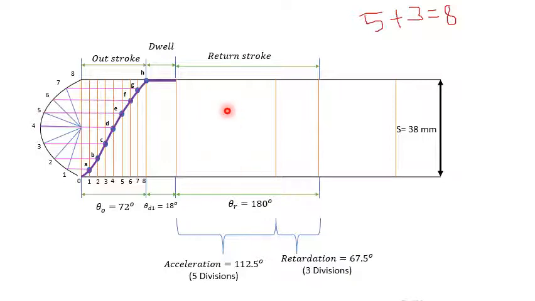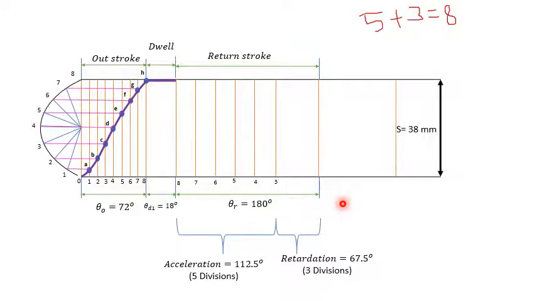Okay, so this portion should be 5 divisions, whereas this one 3 divisions. So once this much is over, next divide this portion into 5 divisions, but while numbering it should be in the reverse order. So 8, 7, 6, 5, 4, 3, like this you have to divide.